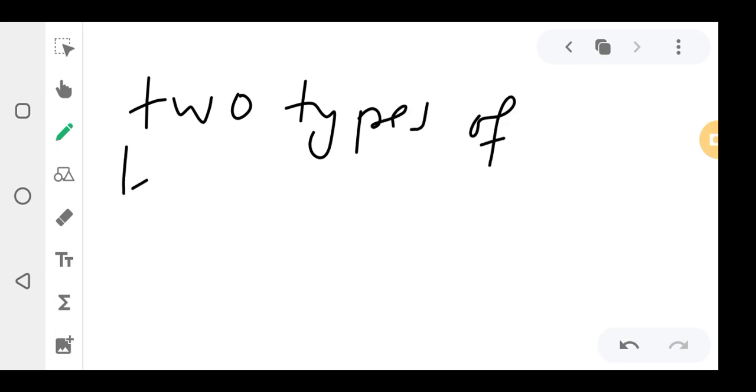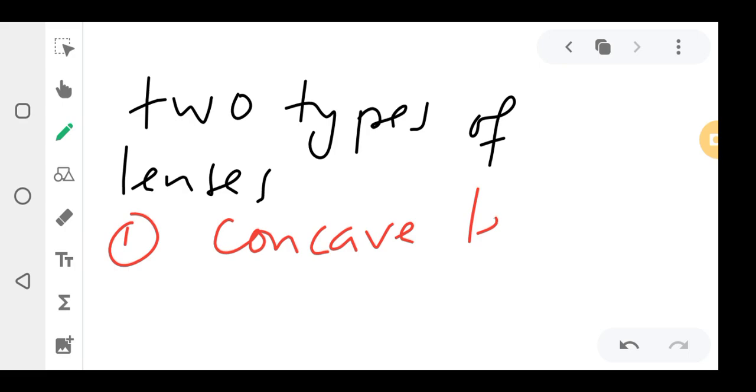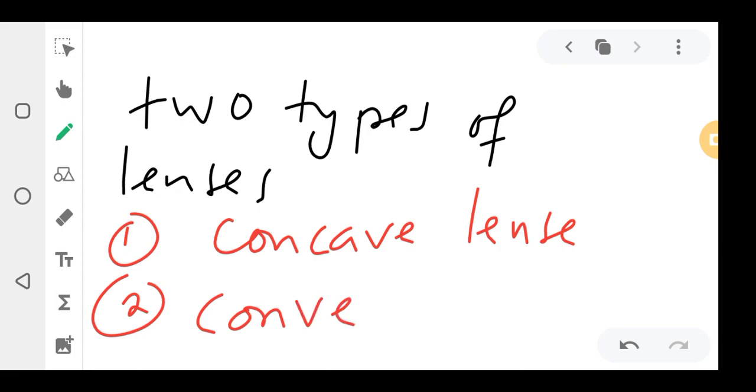Now, in your science syllabus, we describe two types of lenses. The first one is the concave lens. The second one is the convex lens. These are the two types of lenses that we have in the syllabus. But how does a concave lens or convex lens function, and how do they look?